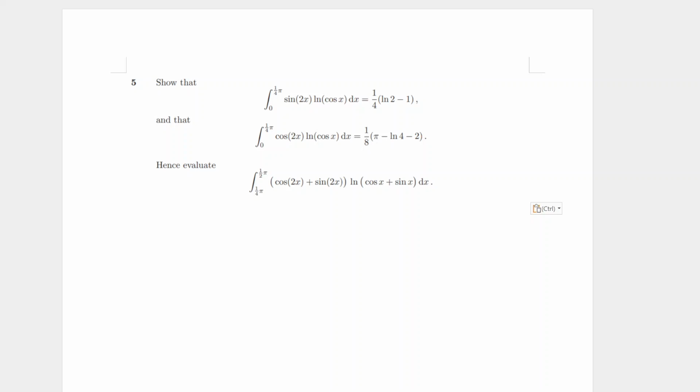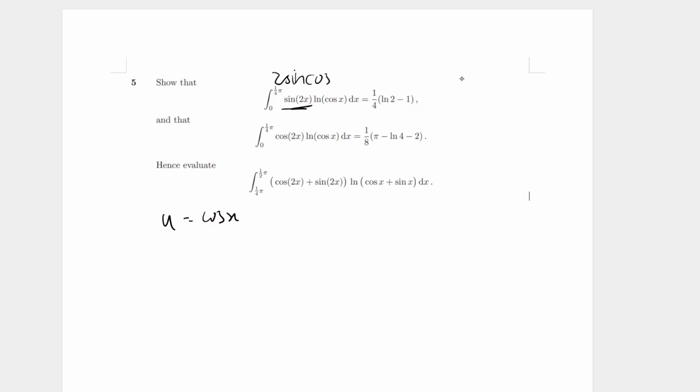Okay, let's look at 2012, step 1, question 5, another calculus question, which is quite nice. Show that the integral from 0 to a quarter pi of sine 2x ln cos x dx is equal to a quarter ln 2 minus 1. So what sort of integration technique can we use here? Well, if we observe that sine 2x is 2 sine cos, then you see an obvious substitution, right? Just go u equals cosine. If you go u equals cosine, then it solves the problem really, right?